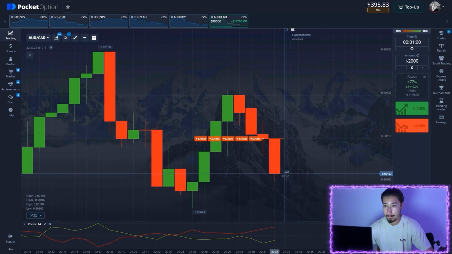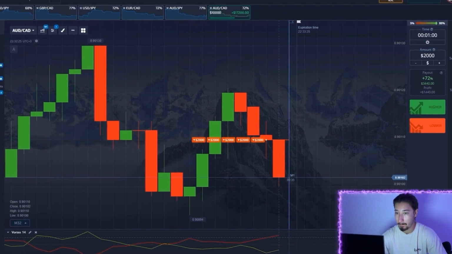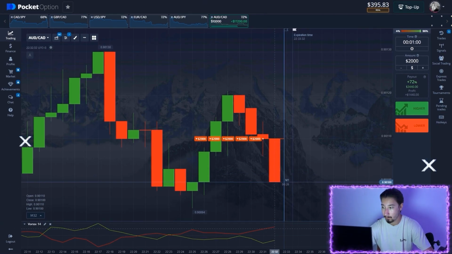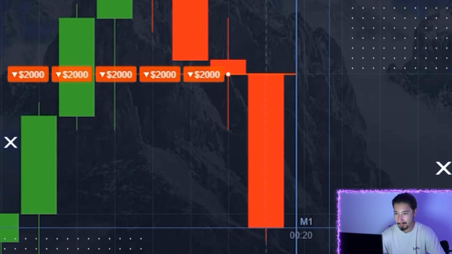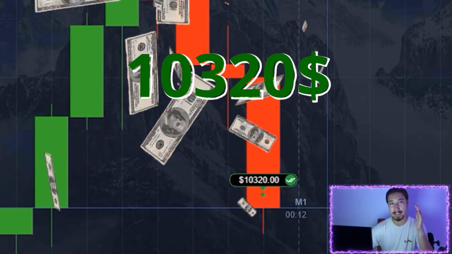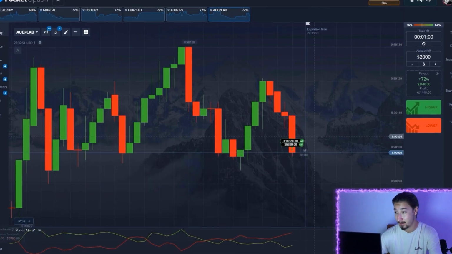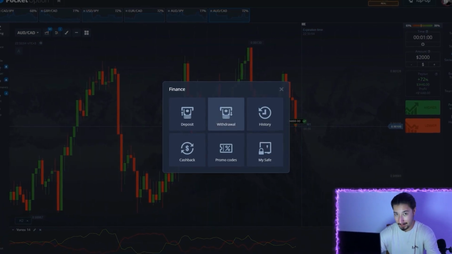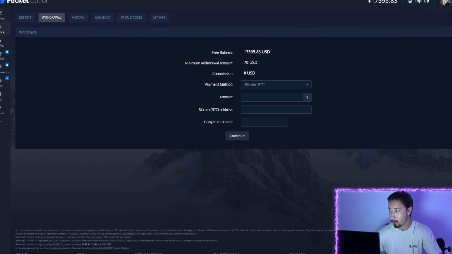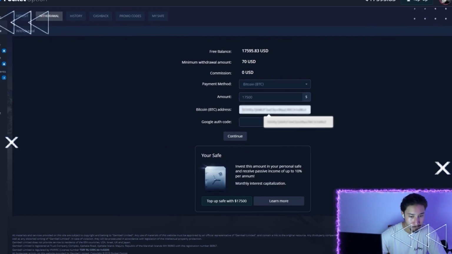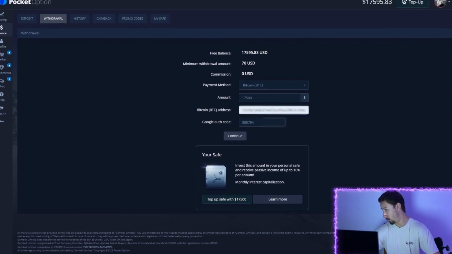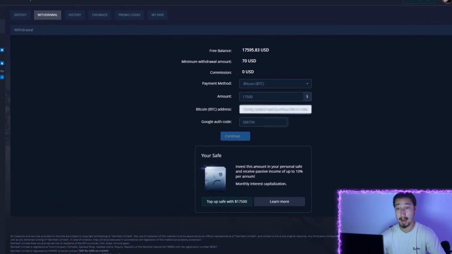So yeah, 15 seconds left before the closing. Let's see. Nice guys, we're in the profits. We have $17,000. Do you understand how much that is? That's good. So let's withdraw it. All right, continue button. Request has been sent.